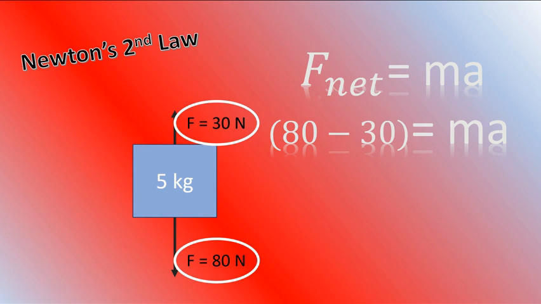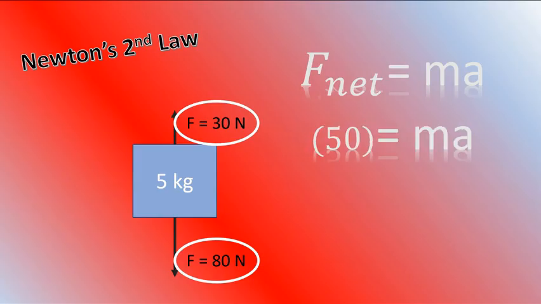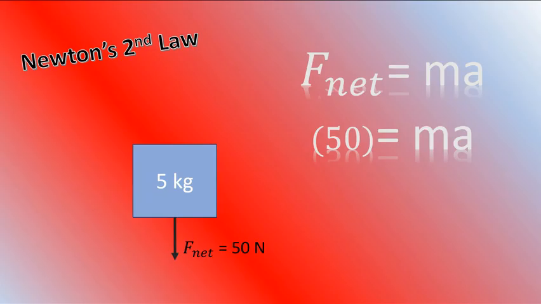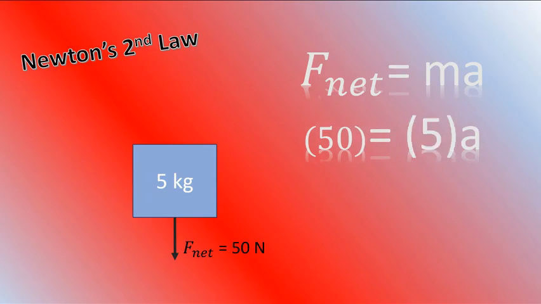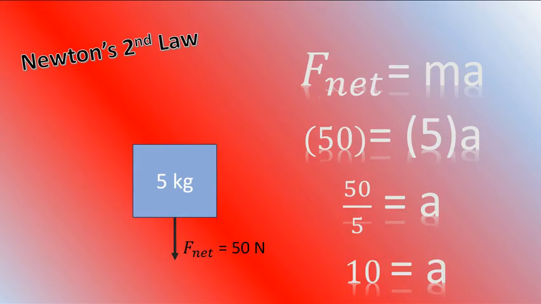All right, so really what we did is we just did 80 minus 30 to find the net force. And then we put 5 in for the mass. And that gives us that right there. Divide by 5, and you get an acceleration of 10. And that acceleration would be in the downward direction, because that's the direction the net force is in.